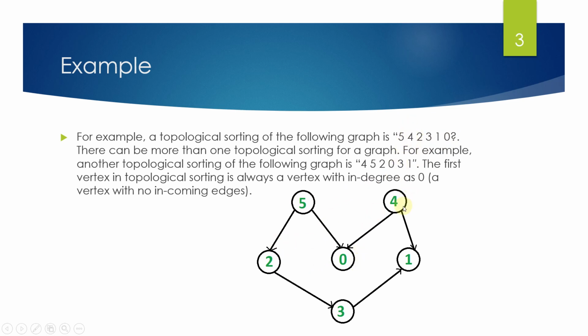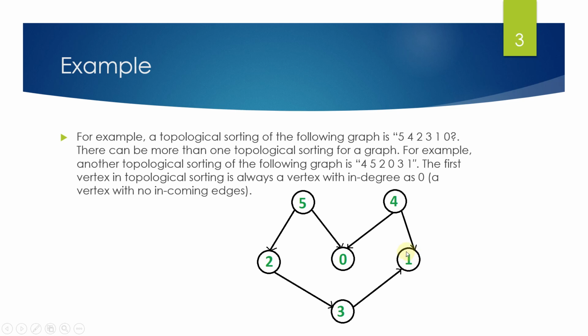Next is 4, so 4 should come before 0 and 1. Is it coming before 0 and 1? Yes, it is coming before 0 and 1. Next it's 2, so 2 should come before 3. Is it coming before 3? Yeah, it is coming before 3.